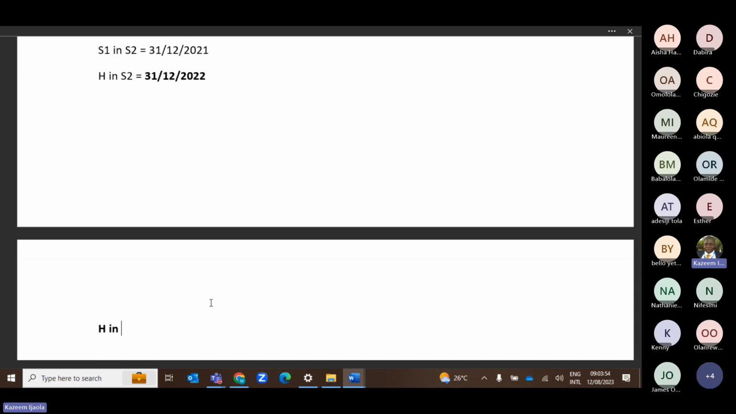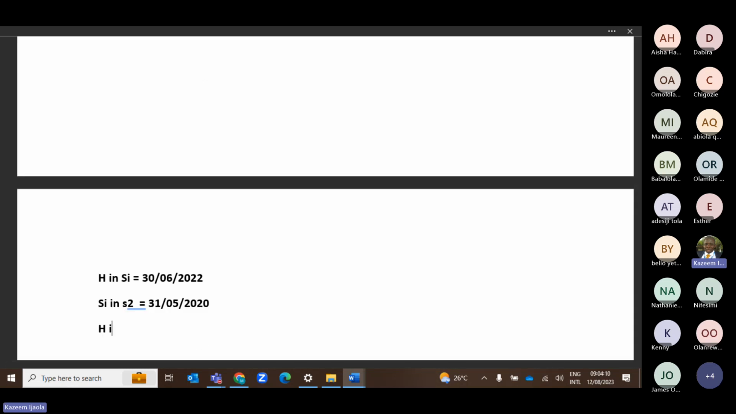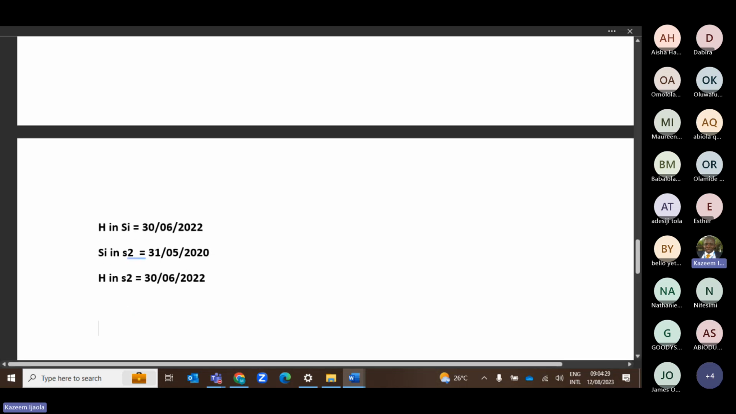We have H in X1, 30th of June, 2022. X1 in S2, 31st of May, 2020. So what date will I use for H in S2, please, everybody? 30th of June 2022. Perfect. You cannot use 2020 because there was no S1 in 2020, right? So let's take the second principle.